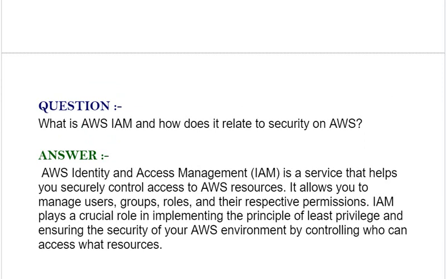Our next interview question is: what is AWS IAM and how does it relate to security on AWS? Your answer should be: AWS Identity and Access Management, IAM, is a service that helps you securely control access to AWS resources. It allows you to manage users, groups, roles, and their respective permissions. IAM plays a crucial role in implementing the principle of least privilege and ensuring the security of your AWS environment by controlling who can access what resources.